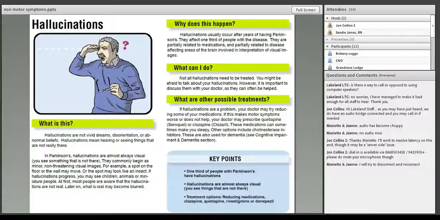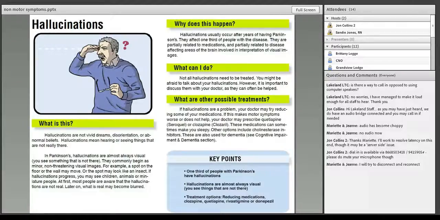Delusions often coexist with hallucinations, okay? They also are usually a side effect of Parkinson's medications. And just in case somebody doesn't understand a delusion, basically a delusion is a fixed belief that, again, is not based in reality.